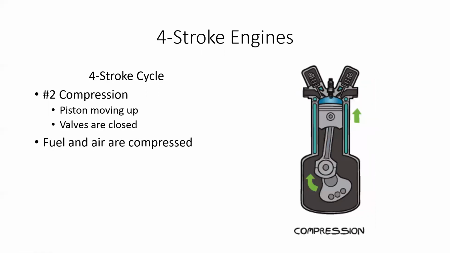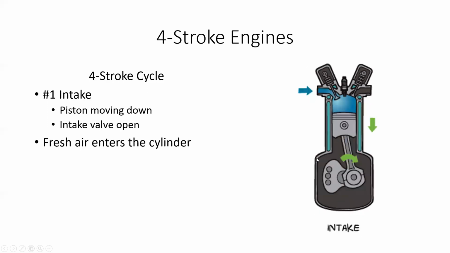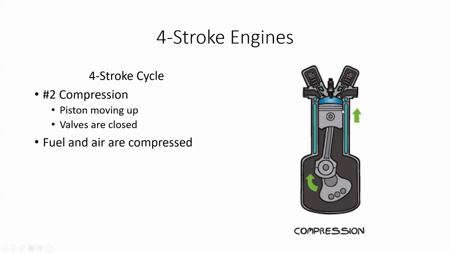Number 2. Once the piston gets all the way down to the bottom and the crankshaft is down here, the intake valve closes. The crankshaft keeps rotating this direction, and then the piston has to come back up. So the next stroke is our compression stroke. The crankshaft is now over here pushing up, and we are compressing.